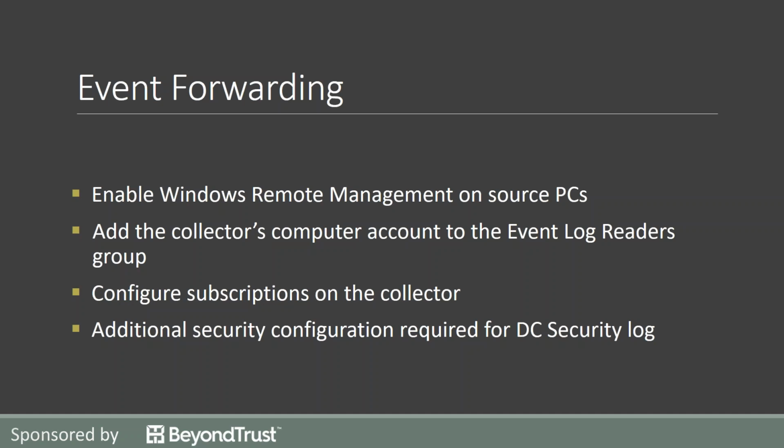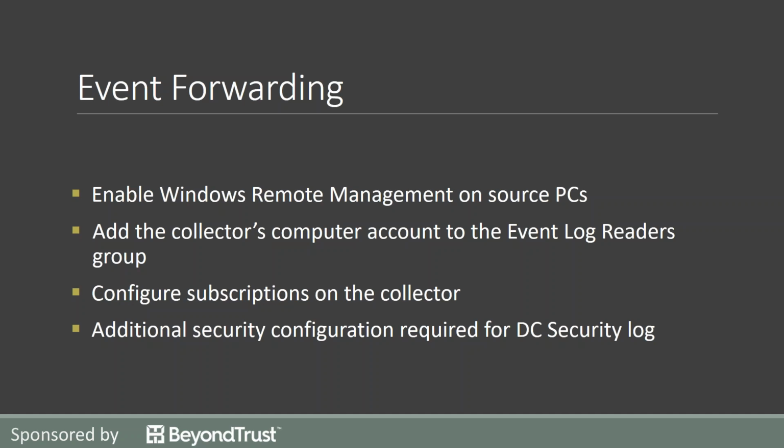And then all you need to do is make sure on the source PC that the collector, so the device that is going to collect your events, has its machine account added to the event log readers group on that device. And then you come over to the collector and you configure a subscription, which will pull the event log from your source PCs. So it's really, really simple, really easy to do, and I'll show you a little bit of how to configure a subscription towards the end of this demo.